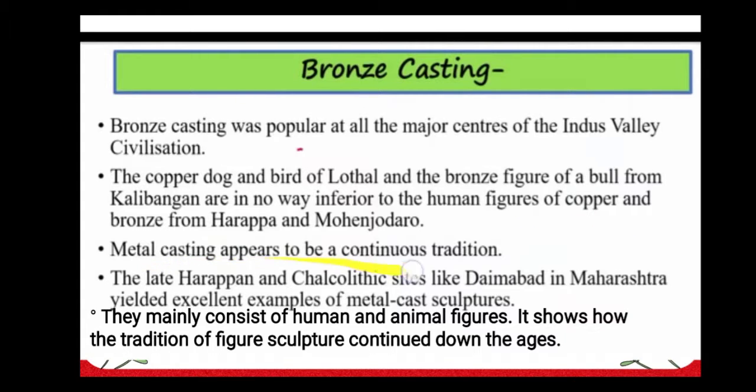Metal casting appears to be a continuous tradition. The late Harappan Chalcolithic sites like Daimabad in Maharashtra yielded excellent examples of metal cast sculptures. They mainly consist of human and animal figures. It shows how the tradition of figure sculptures continued down the ages.